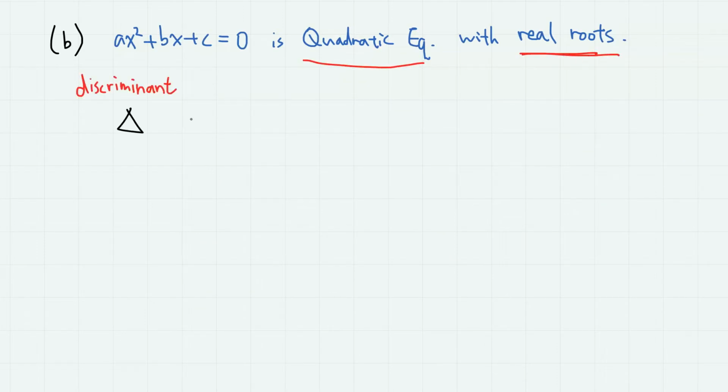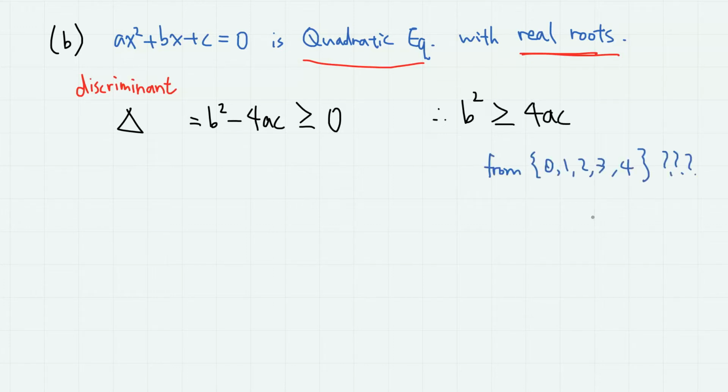For that, the discriminant of the quadratic equation must be non-negative. So we have the condition b squared minus 4ac being non-negative, which is b squared is equal to or greater than 4ac. Now we have to cleverly count the cases, and here let us change the value of c first, and let's begin with the smallest number.